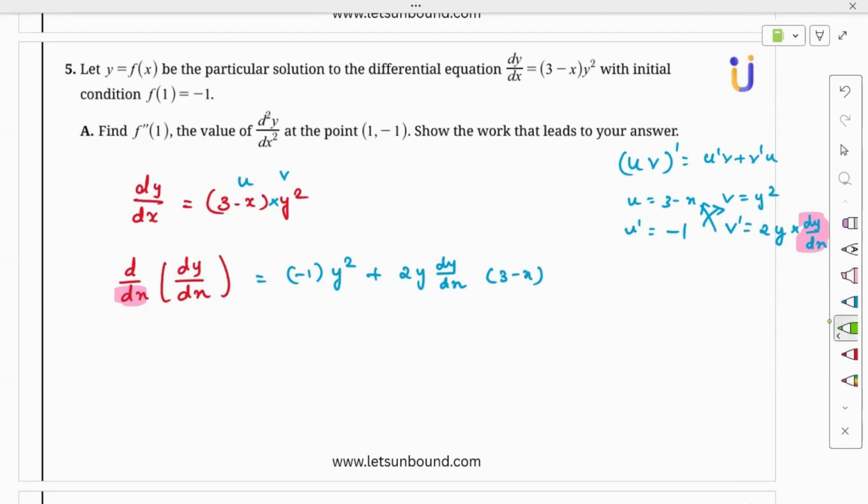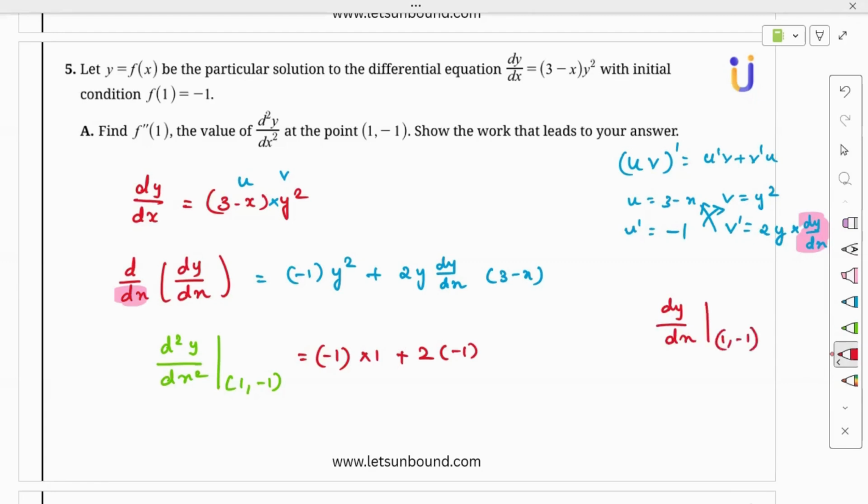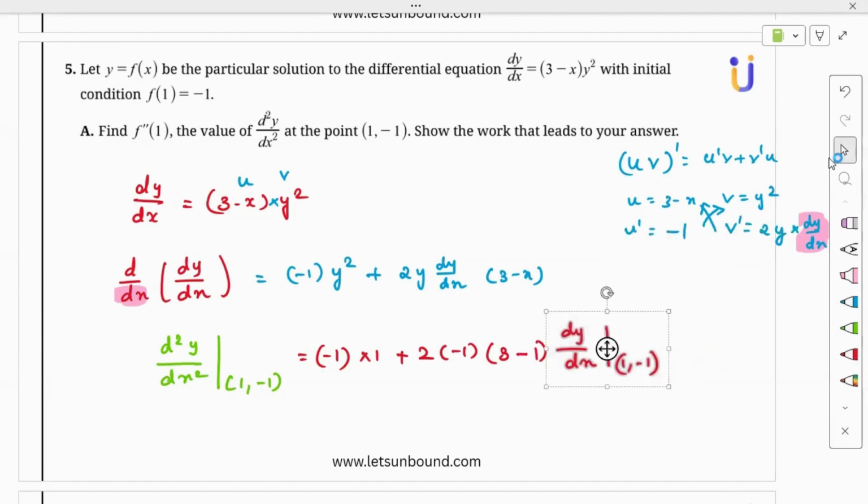We need d square y by dx square at x equal to 1, like the point is (1, negative 1). So wherever x comes, you can use that. So minus 1 is in there. Y square, y is minus 1, y square is 1. 2 times y is negative 1. Dy by dx at that point I need. Dy by dx at (1, negative 1), we need to find it. Okay, so now let me plug in. 3 minus x, the x value is 1. Then this thing, that is an extra thing we need to do.